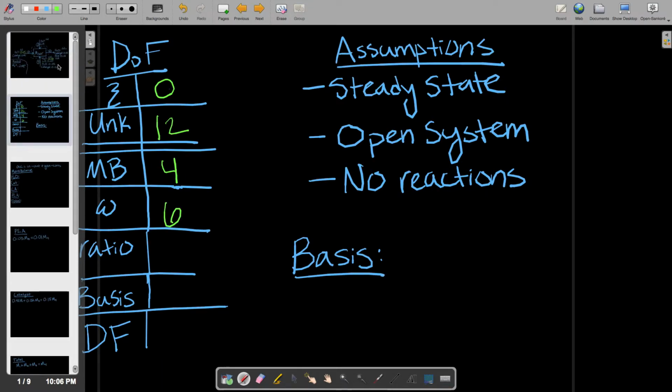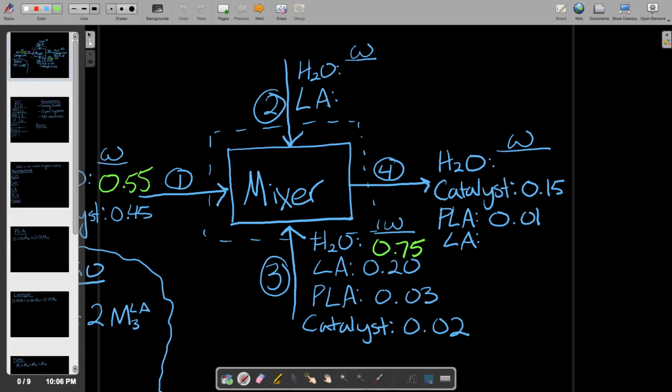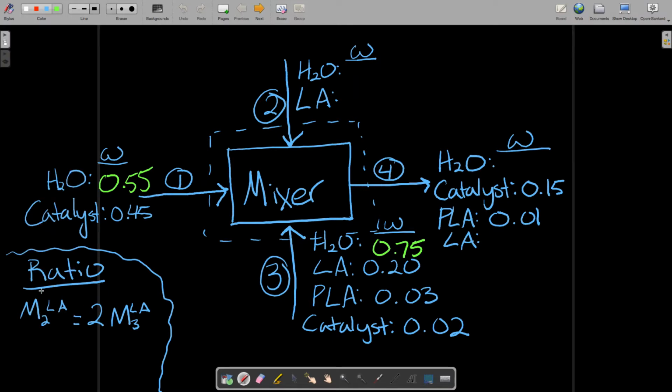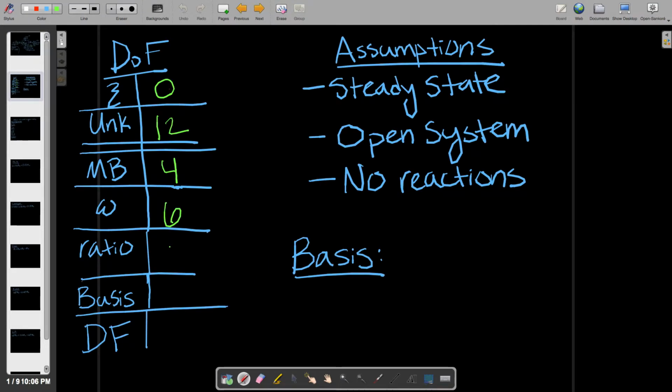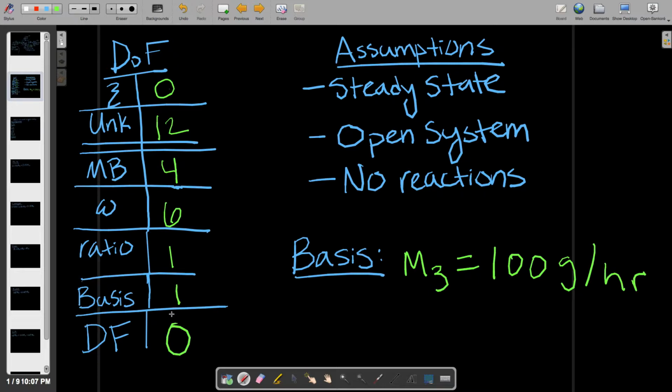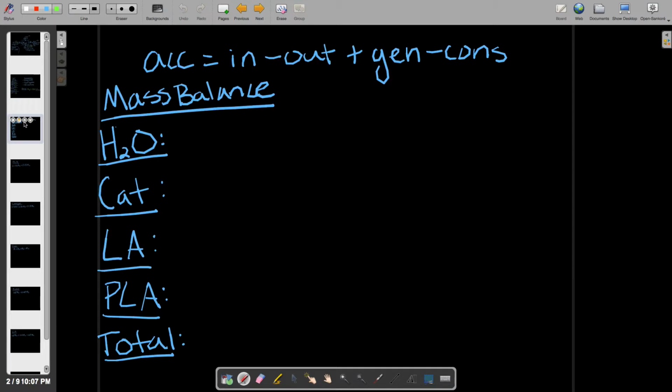And we're given one ratio, which you can't see yet. There we go. It's this ratio given here. 1. And we'll go ahead and set a basis, which is M3 is equal to 100 grams per hour. 1, and that gives us a degree of freedom of 0. So now Brittany is going to go ahead and show you how to do mass balance equations.